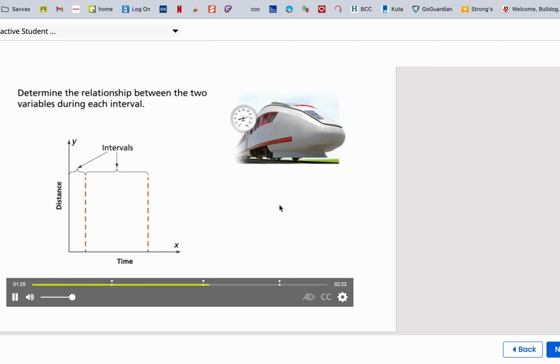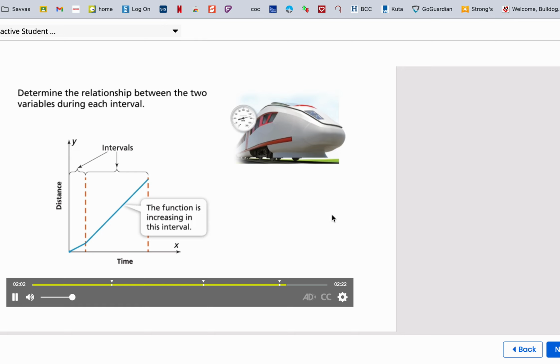Now let's determine the relationship between the two variables during each interval. At the beginning of the first interval, the time and distance are both 0. The express train starts moving at a speed less than the travel speed. The distance increases as the time increases. The second interval starts when the train reaches its travel speed of 150 miles per hour shortly after leaving the station. The distance continues to increase as the time increases. Since the train is traveling faster in the second interval, the graph is steeper in this interval. There we go.